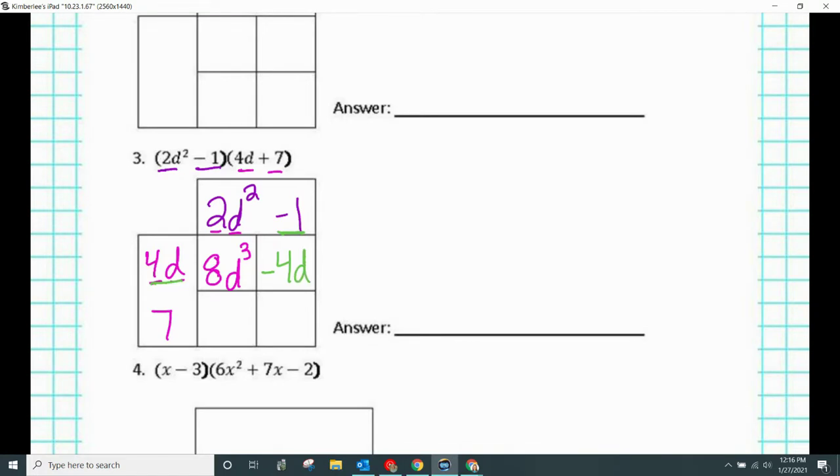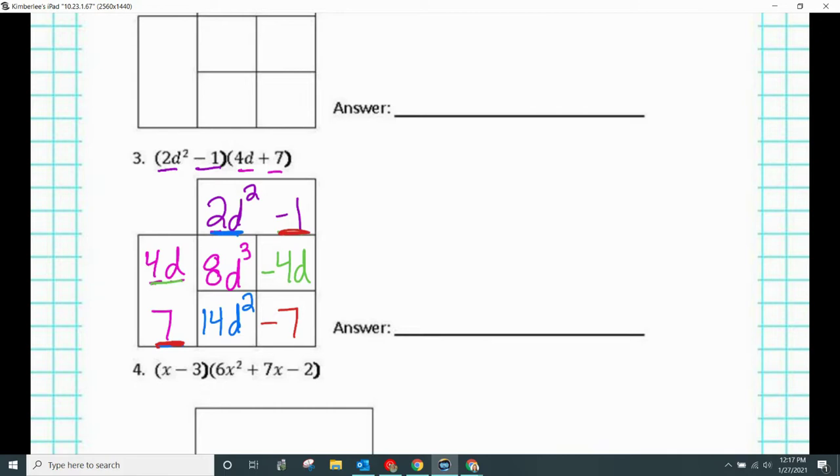Okay, another color. Now I'm going to do this box. So that's 7 and 2D squared. That's what I'm multiplying now. So 7 times 2 is 14. And then I don't have any more D's to worry about my power, so it's D squared. Well, now I'm going to do 7 times negative 1. Well, 7 times negative 1 is just negative 7.